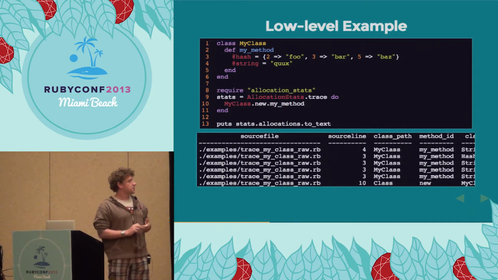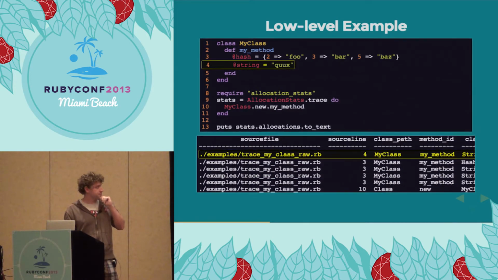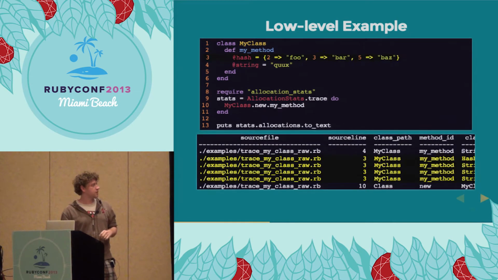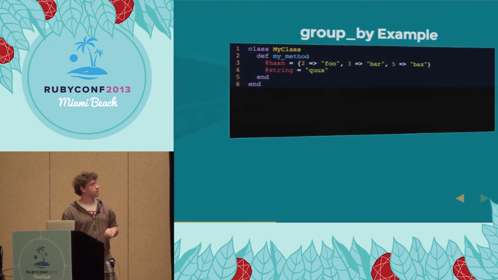All right. So what it's showing us there is that on line 4 of trace_my_class_raw.rb, we allocated a string. And you can see the class path and the method ID that allocated it are MyClass and myMethod. It also shows you on line 3, it's cut off at the end, we allocated a hash and 3 strings. Those were all on line 3, and the 3 strings are the 3 values for the hash. And on line 10, we allocated an instance of MyClass. So MyClass.new is what allocated that.